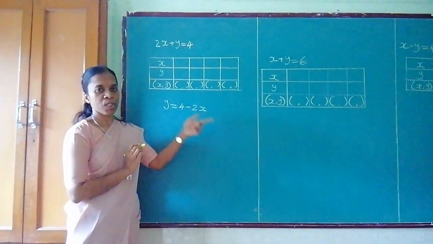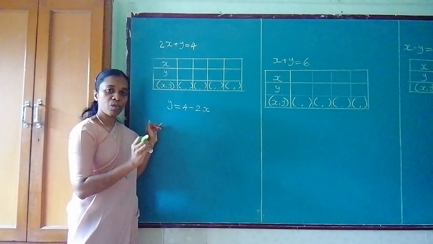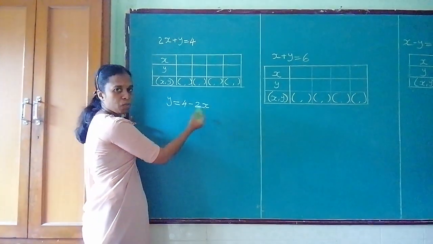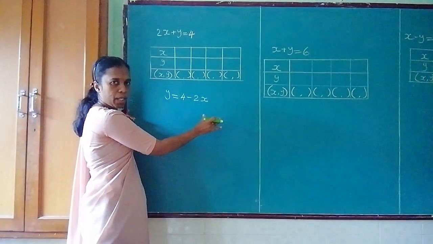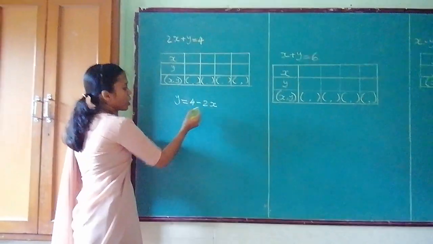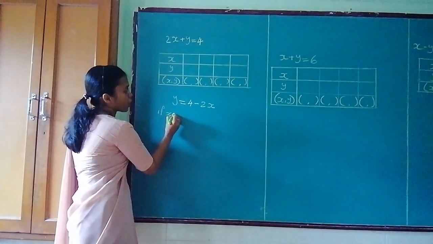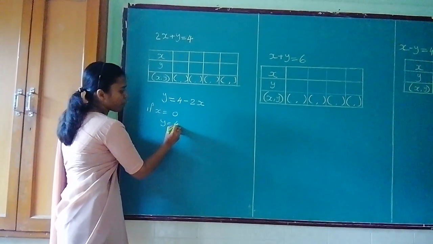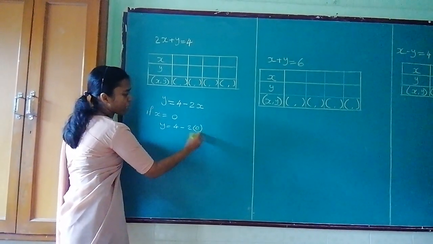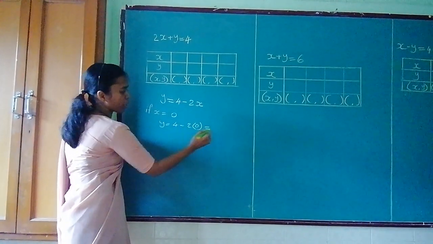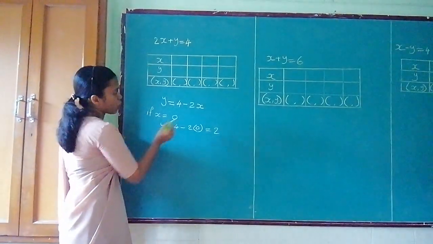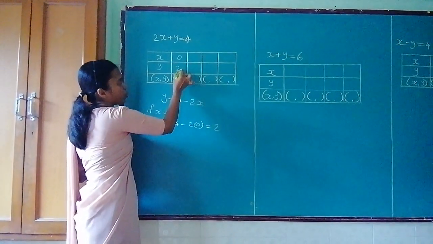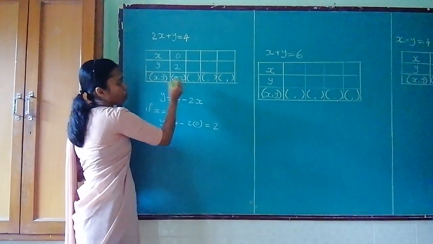Okay. Now you substitute values. Now which variable will you substitute for? Y or x? You will always substitute for x, which is on the right side. The variable which is on the right side, for that you will substitute the values. If x is equal to 0, then y is equal to 4 minus 2 multiplied by 0, that is equal to 4 minus 0, that is 4. So how do you write it? X is equal to 0, y is equal to 4, therefore 0, 4.